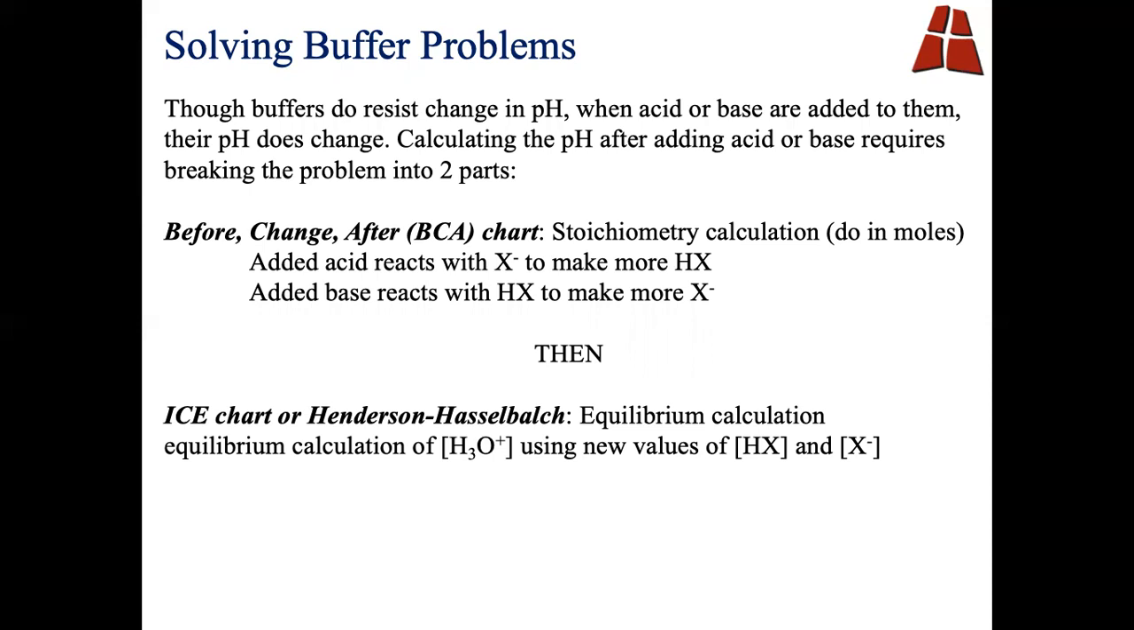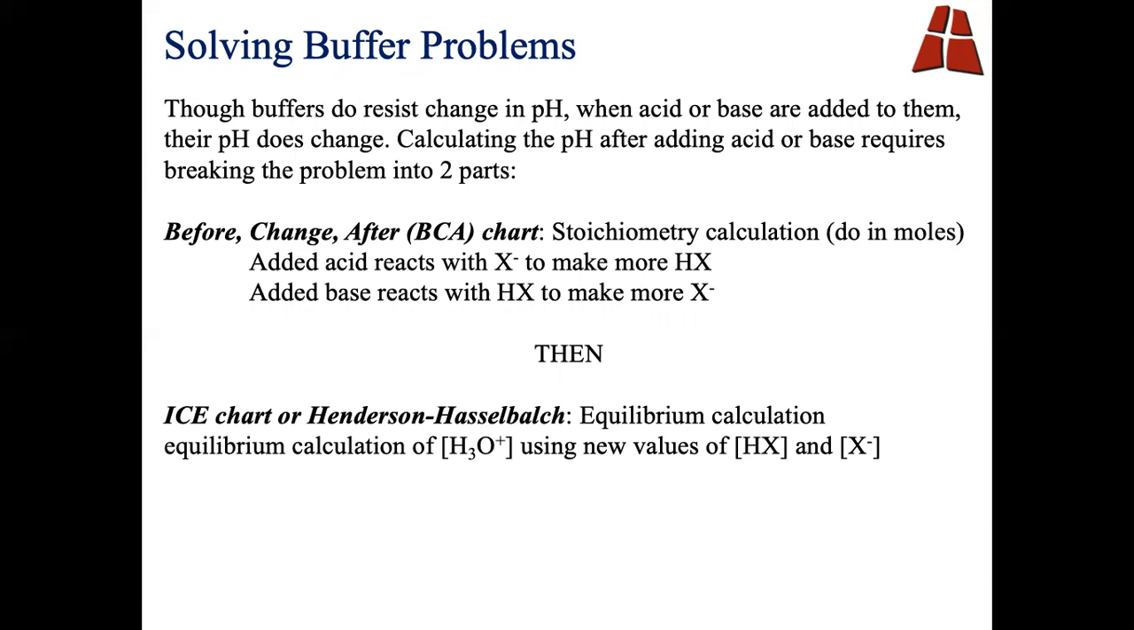If you still have both conjugate acid and weak acid and conjugate base present after the addition of a strong acid or a strong base, then you can use the Henderson-Hasselbalch equation in order to solve for your pH. If you only have weak acid or strong base, or weak acid or conjugate base left over, then you have to use an ice chart in order to solve for the pH.